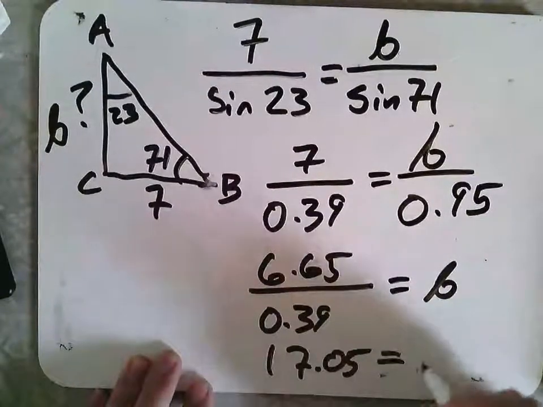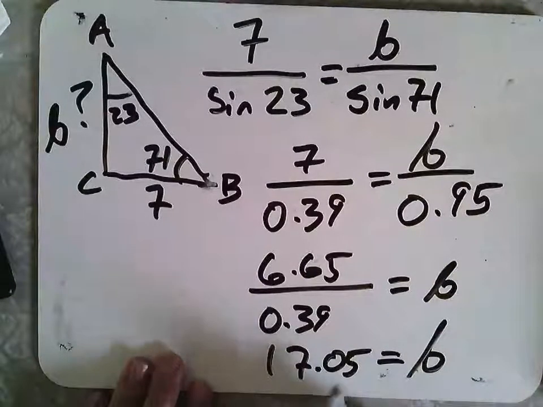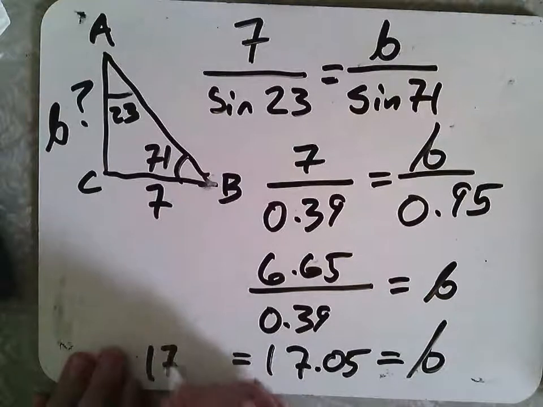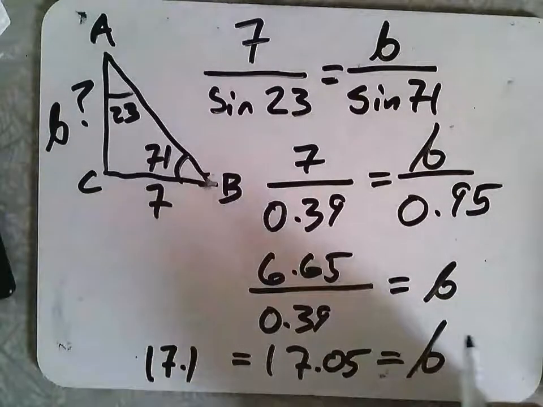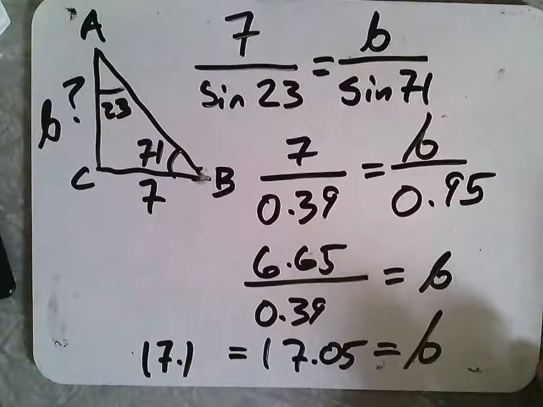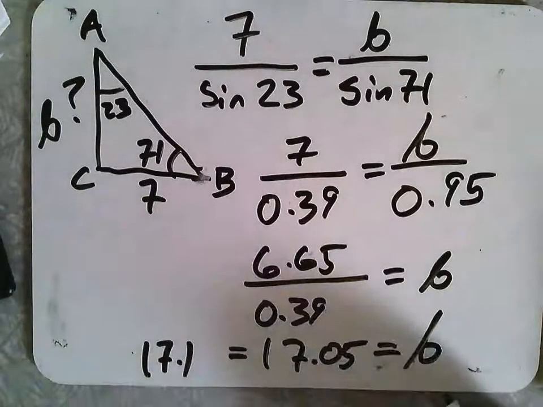17.05 equals B. On Khan Academy, they're asking you to round this to the nearest tenth, so this would be 17.1. I will warn you, if you are doing some of these and you're really sure that you're getting them right, but Khan Academy is telling you wrong, sorry, it's one of those stupid things about Khan Academy. It's a good chance that it's just simply a rounding error, that you're doing everything right.